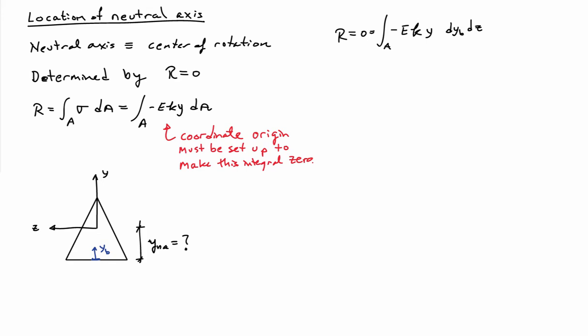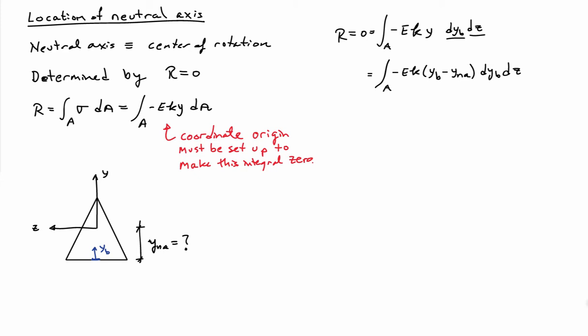So I have r equals 0, and I need the integral over the cross-sectional area, and I'm going to take that integral with respect to dy_B dz here. So instead of integrating with respect to y, I'll integrate with respect to y_B. But y_B is related to y by the parameter y_NA, which is my unknown that I'm trying to determine. So I'll replace y by y_B minus y_NA. y_NA is my unknown here, and I'm going to integrate over the triangle.